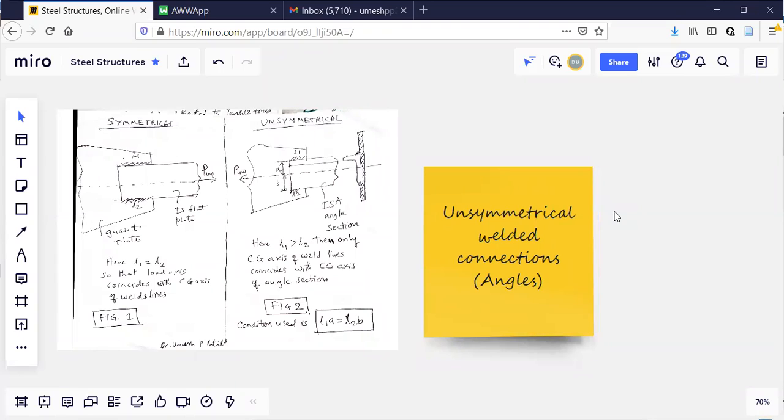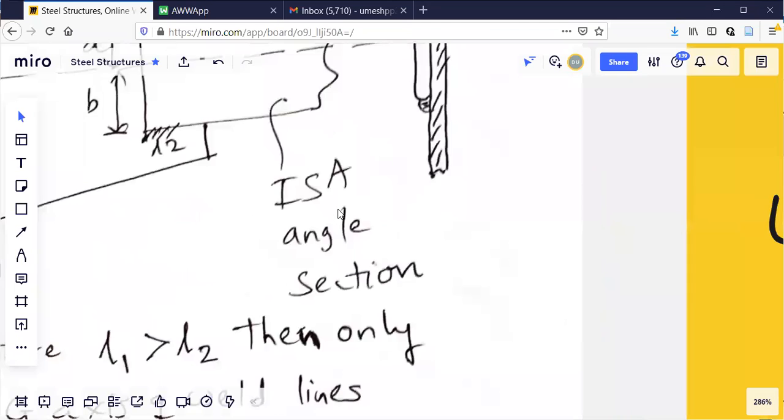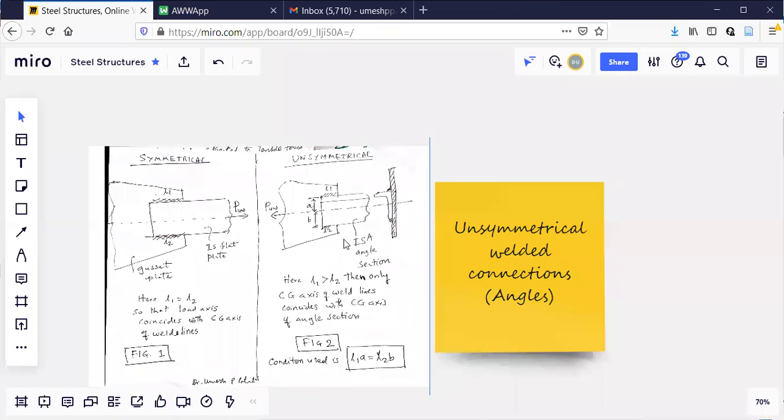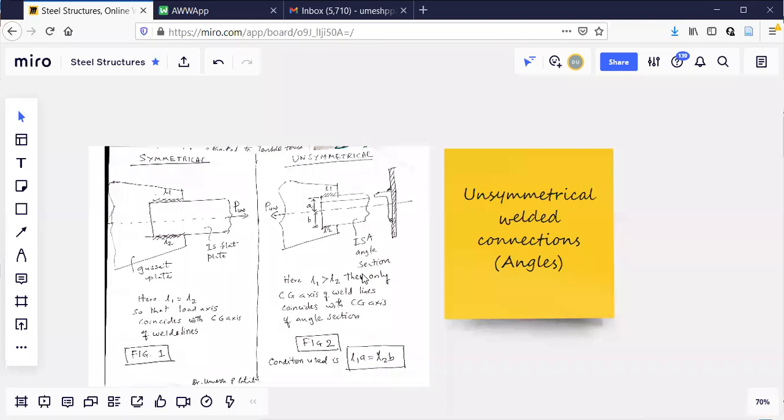In today's class, we will look at unsymmetrical welded connections. This is the last part of your welded joints. Today, I will try to give assignment number 1. If you prepare for assignment number 1, you are ready for the first test. So, unsymmetrical welded connections.